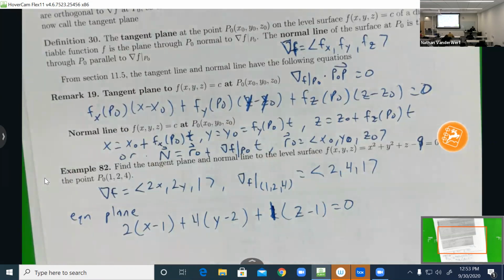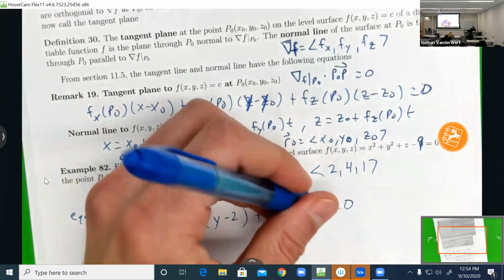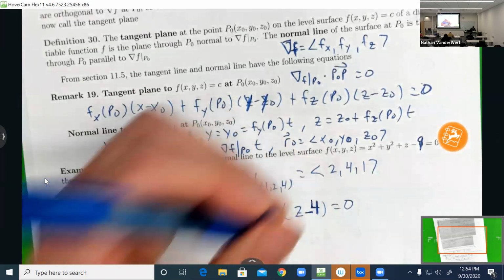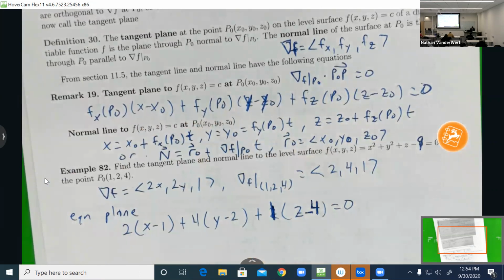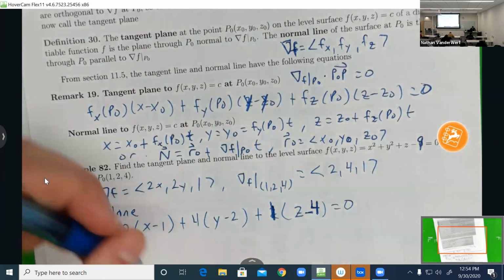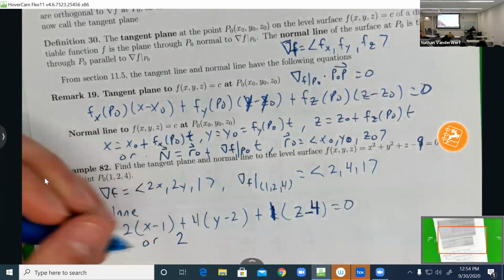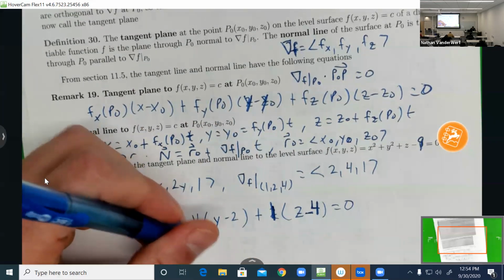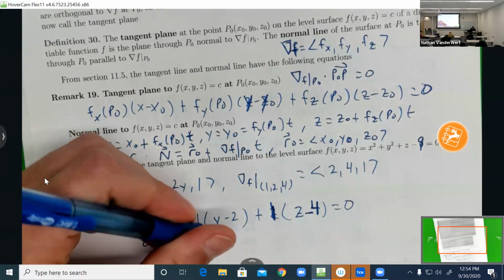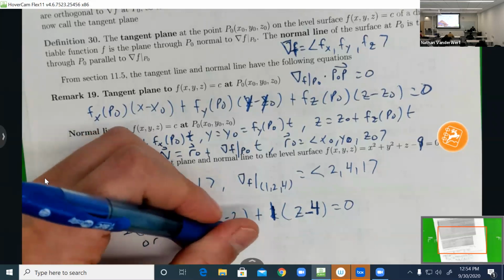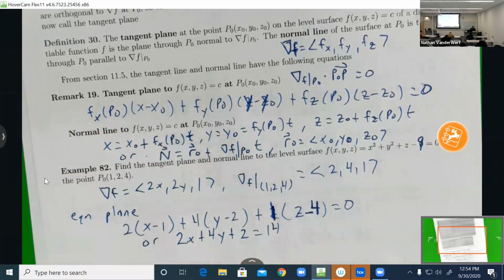Z, what am I doing wrong? Yes, sorry, I don't know, where did I get 1 from? Both from the gradient, whoops, yes. Z minus 4, thank you, equals 0. Or if we were to simplify this down, it would be 2x plus 4y plus z equals 14.